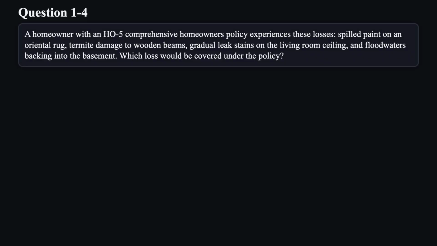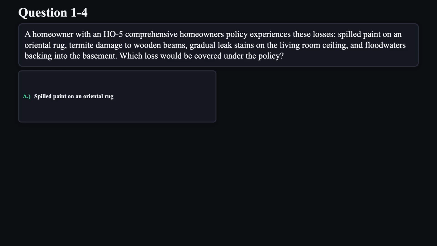Question 4. A homeowner with an HO5 comprehensive homeowners policy experiences these losses: spilled paint on an oriental rug, termite damage to wooden beams, gradual leak stains on the living room ceiling, and floodwaters backing into the basement. Which loss would be covered under the policy?